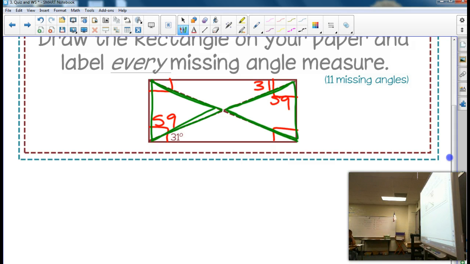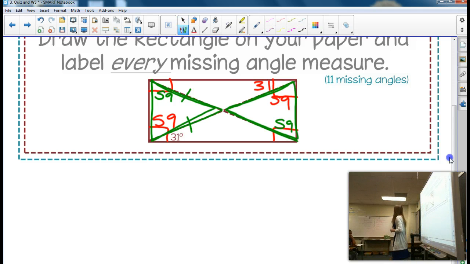In an isosceles triangle, the base angles are congruent. So this green triangle is isosceles. Look, there's the legs, there's the base angles. So if that's 59, then this one is 59. 59, 59, 59, 59.